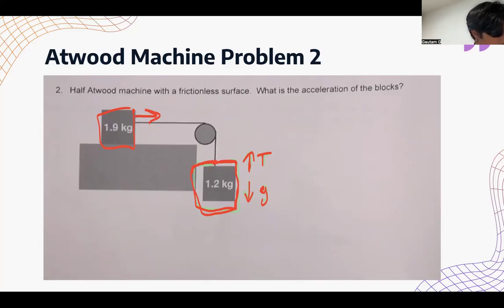So back to what I was saying, right? This box is exerting upwards T and downwards G, correct? Now, what is this box? Take a guess at what you think the force will be for this box then. Because we know it's moving this way, correct? But what do you guys think it'll be?